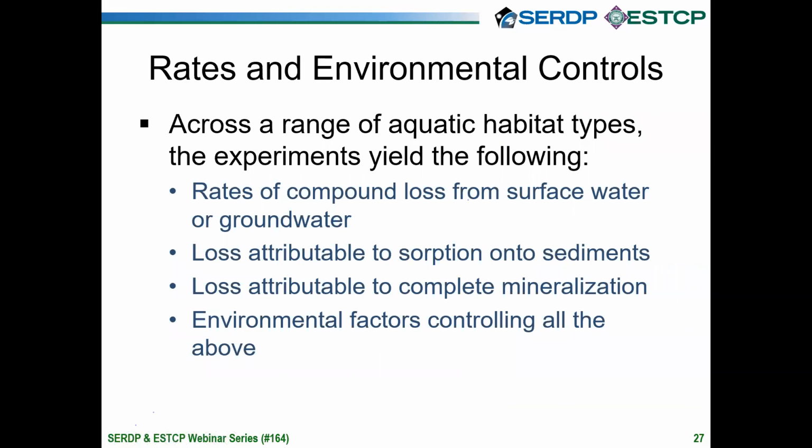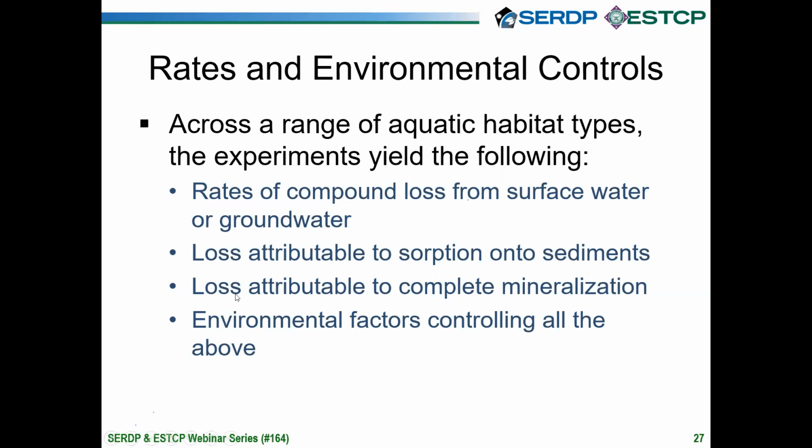Okay, so we do this across a range of aquatic habitat types, and we basically get 4 pieces of information out of this, and that's what these bullet points are. So we get rates of compound loss from the aqueous phase, how much of that parent compound actually goes away. Then we can attribute how much of that loss was specifically due to absorption onto sediments. So just the physical partitioning, no biology, no degradation.